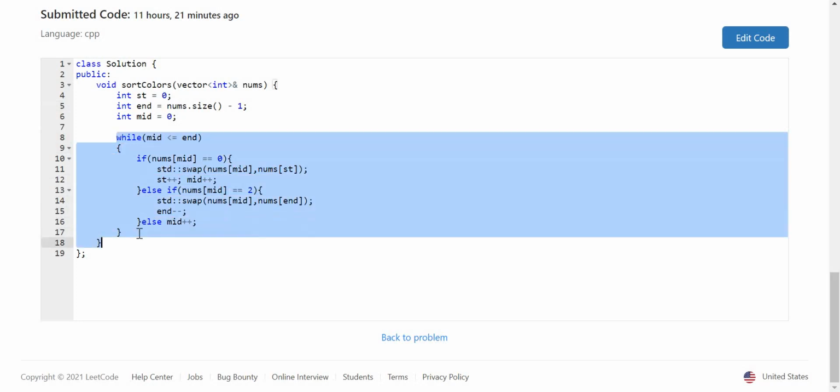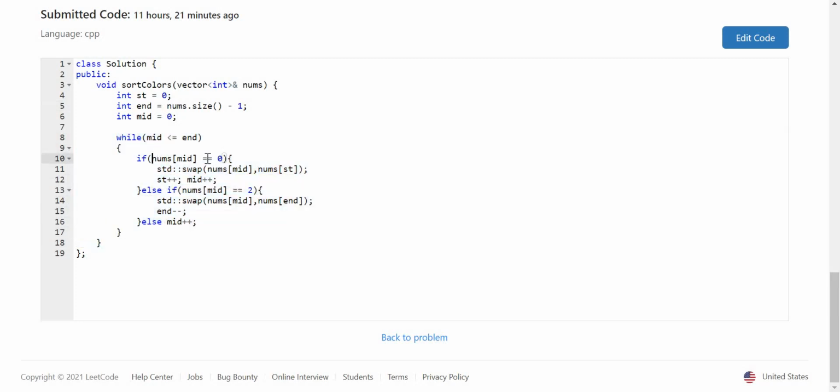So we run this loop while mid is less than end. If nums of mid is equal to 0, then this 0 must be in the initial part of the array, where start is pointing. So we swap nums of mid and nums of start, using the standard swap in C++, and then increment both start and mid. If it is equal to 2, we swap with the last element, then decrement end.